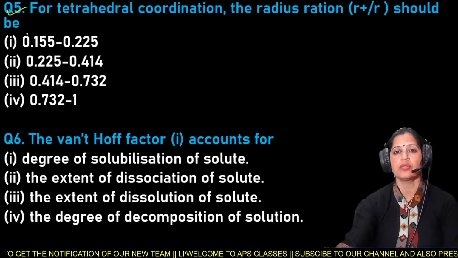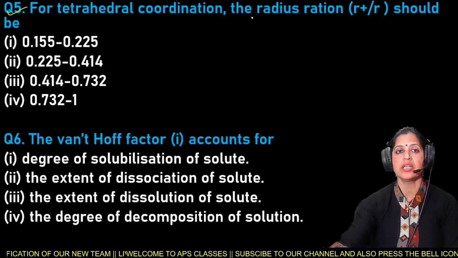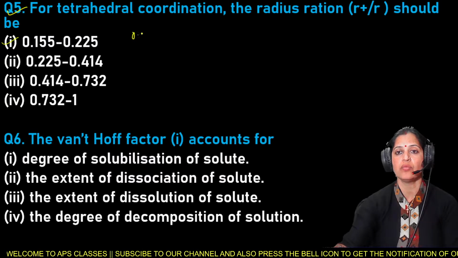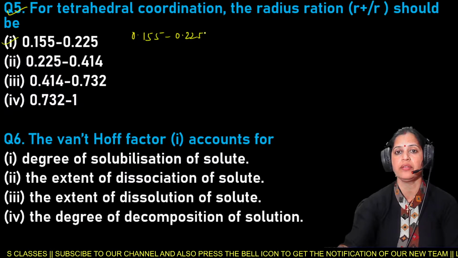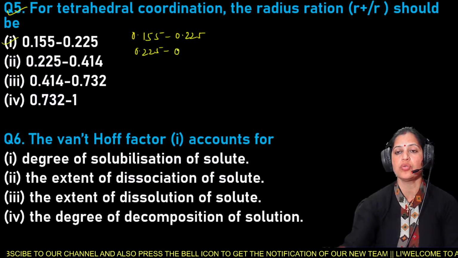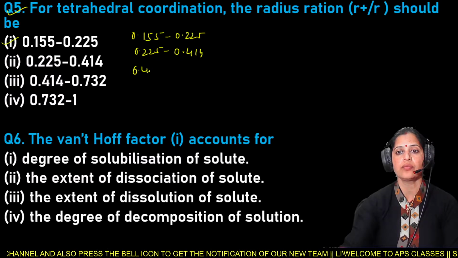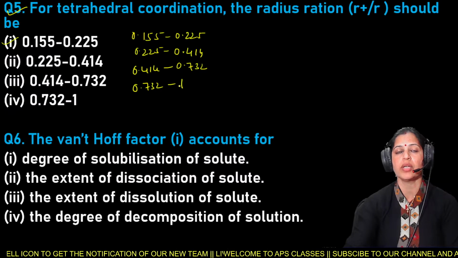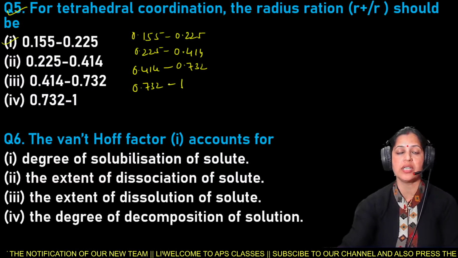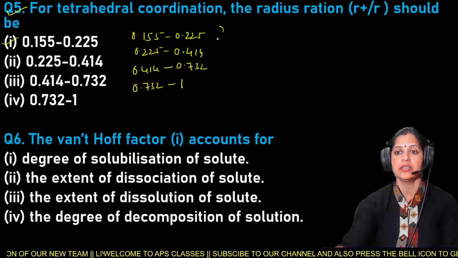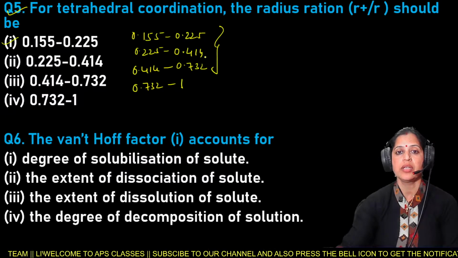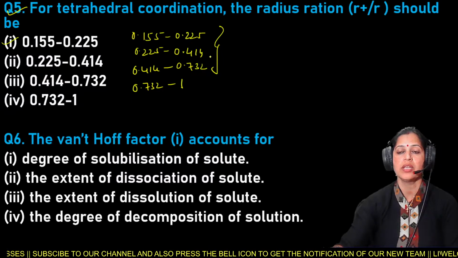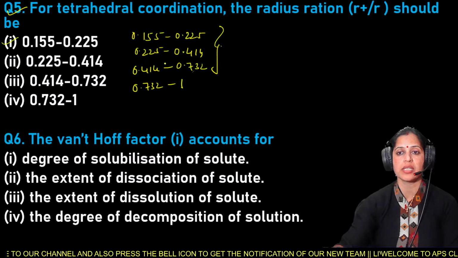Next is question number 5, and question number 5 is: for tetrahedral coordination, the radius ratio r positive over r negative should be, option 1 is 0.155 to 0.225, second is 0.225 to 0.414, next 0.414 to 0.732, and the last one is 0.732 and above. So for a tetrahedral coordination, the radius ratio should be one of these. You have to choose the right answer for question number 5.